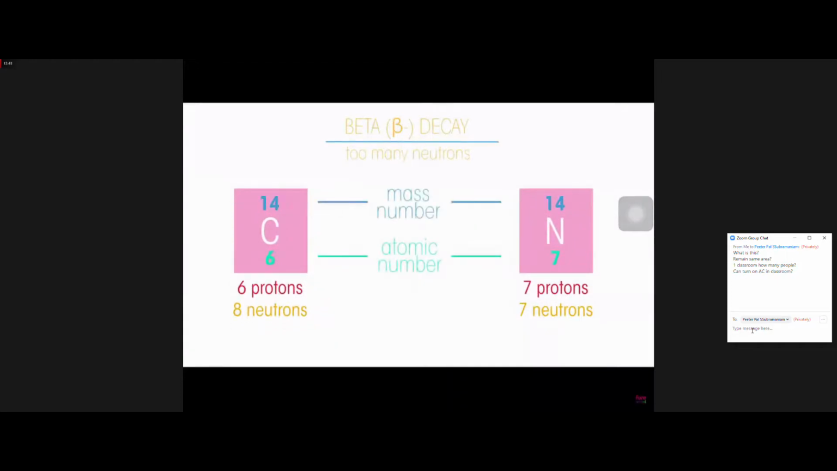By losing a neutron whilst gaining a proton, the mass number of the atom remains the same, but the atomic number increases by 1. A new element is formed that is 1 place higher in the periodic table.